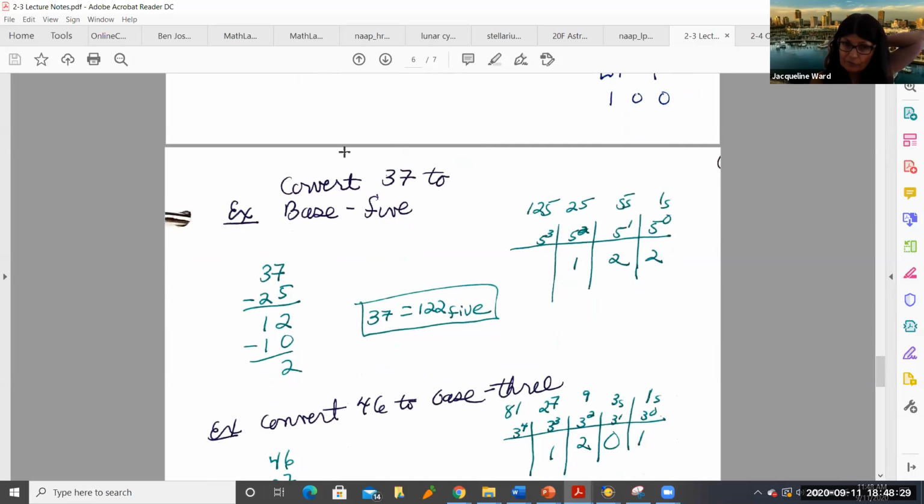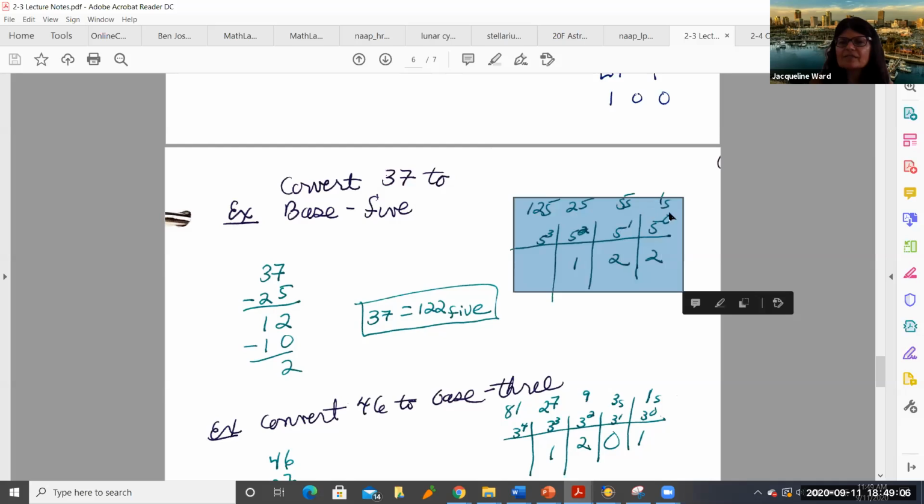All right. Now, converting from base 10 to base 5. So again, if the numeral doesn't have a base written on it, we know that it's base 10. So convert 37 to base 5. So 37, think about the number that that numeral represents. It's like you have 37 individual units, or like 37 pennies, for example. And we want to write it in our base 5 system.